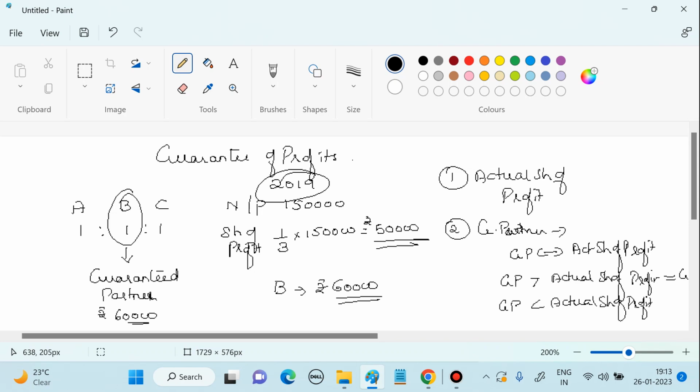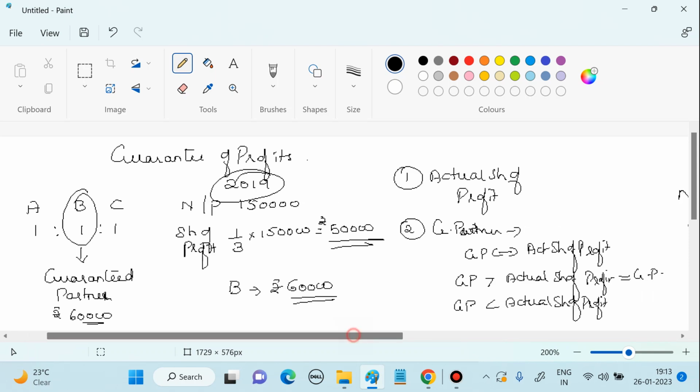And in this particular 2019, what has happened? His actual share is only 50. So at this point of time, the guaranteed profit would get triggered, and he will be entitled to not 50, but he is entitled to now 60,000. Got that? So how will he get the extra 10,000? I will tell you that. I'm coming to this point. You understand? This is clear.